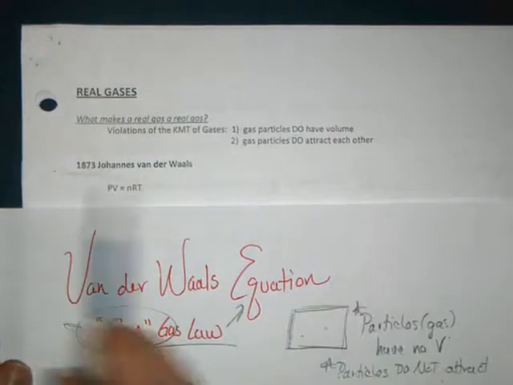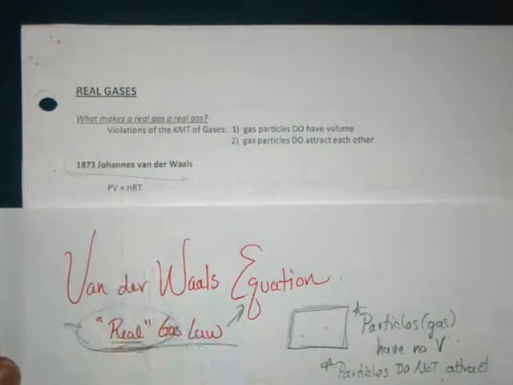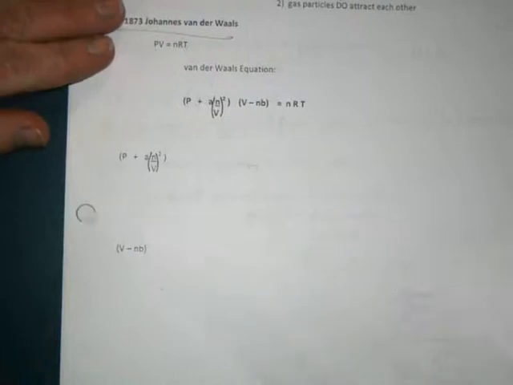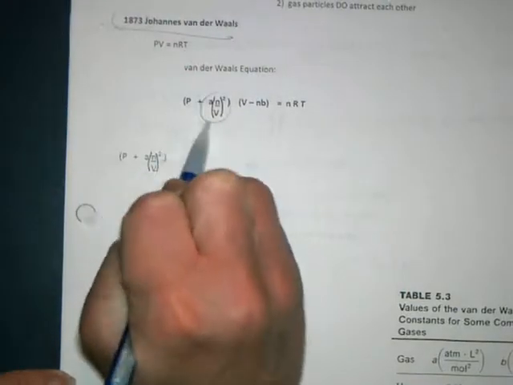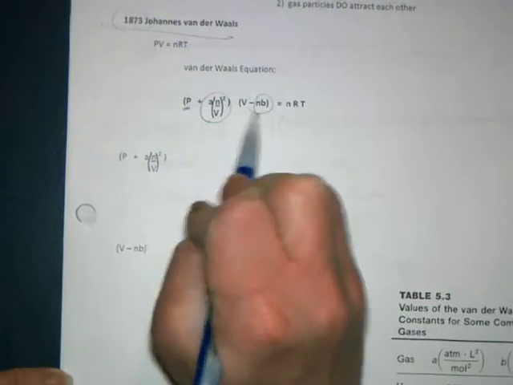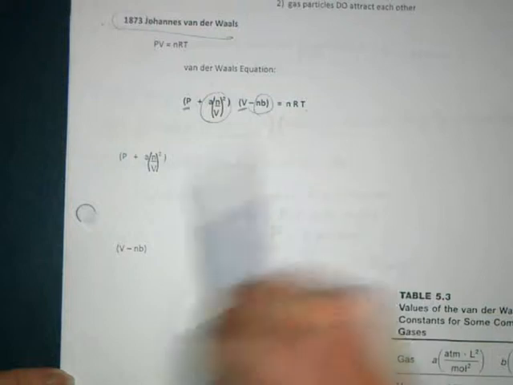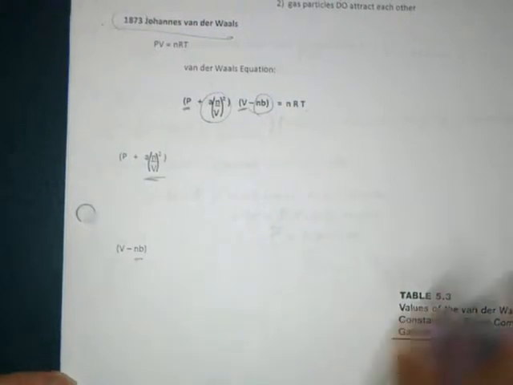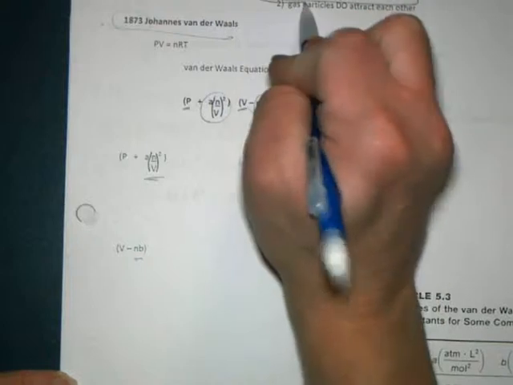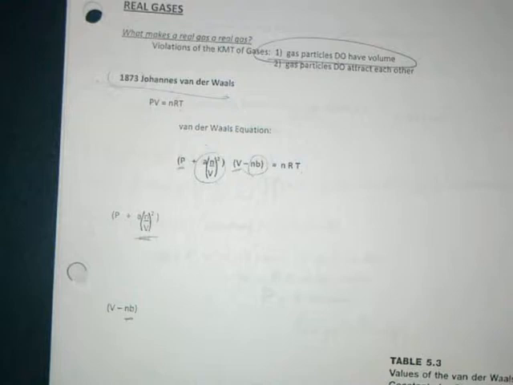So, Johann van der Waals adjusted the ideal gas law. He came up with what we call the van der Waals equation. Now, if we see, we've made an adjustment to pressure and an adjustment to volume, but it still equals nRT. So how do these account for real gas behavior? Why don't we look at this one? The gas particles themselves do have volume.